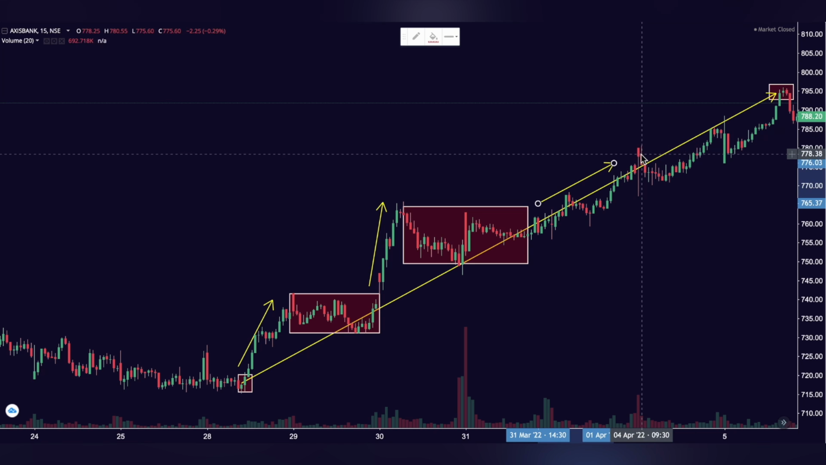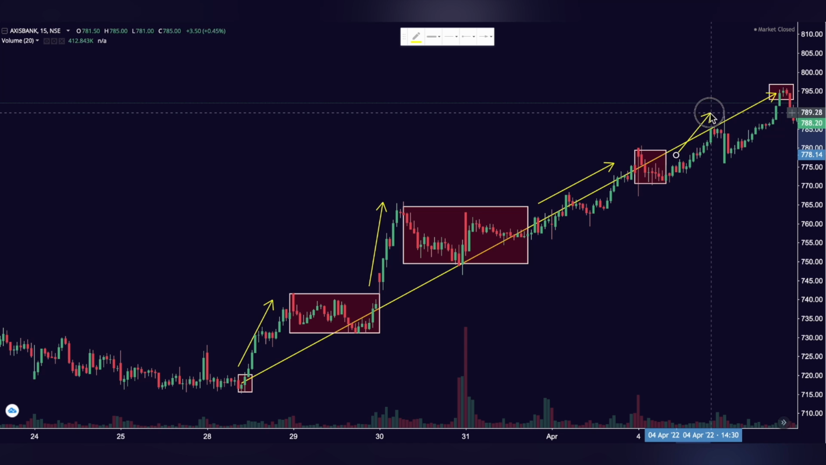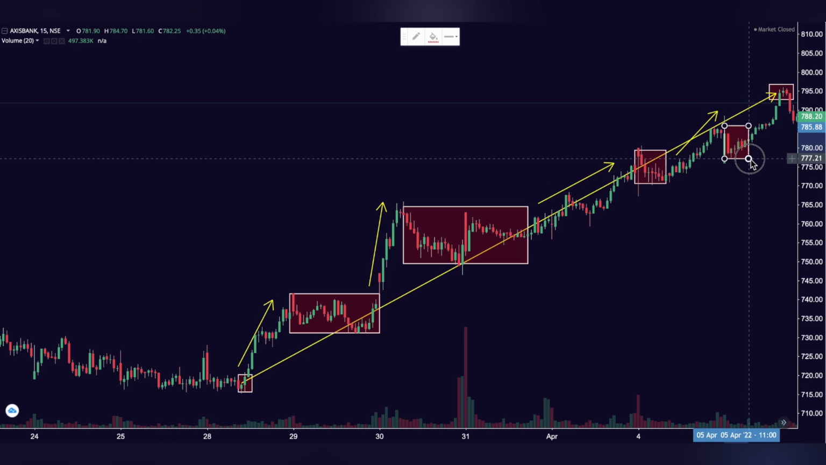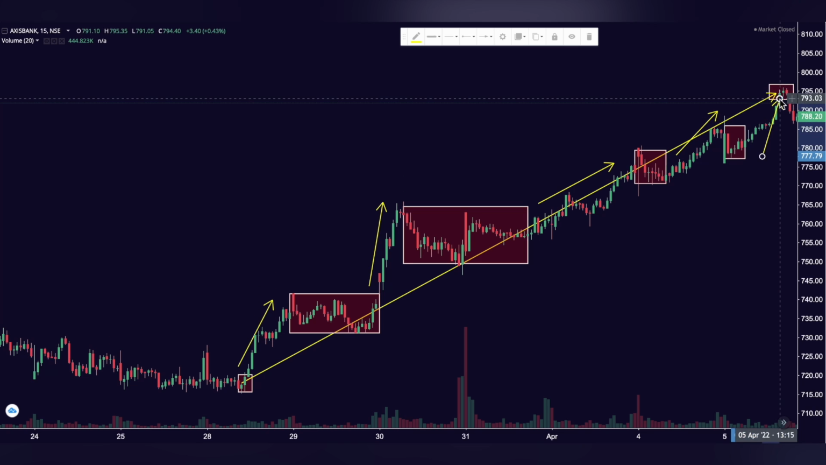After this rally, a small consolidation. Again after this consolidation, the stock rallied up to this level. Now small pullback. After this pullback, the stock went up to this level. You can pick any chart and see. If a stock is making an uptrend, it will not go up directly. It will make small retracements or corrections like this before it reaches its final target. Now this is the basic concept of price action trading.